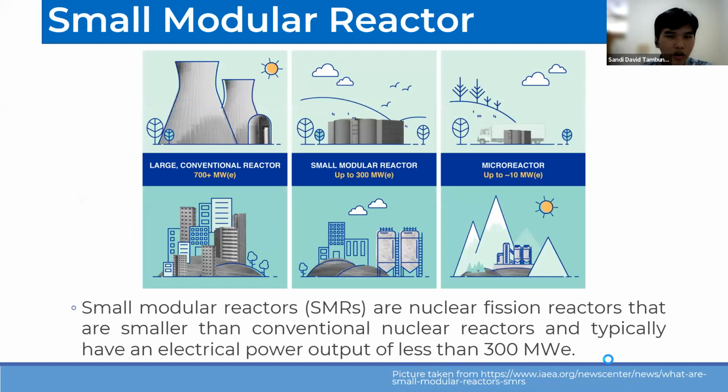There are several types of nuclear reactors, one of which is a small modular reactor. Small modular reactors are nuclear fission reactors that are smaller than conventional nuclear reactors. Small modular reactors are advanced nuclear reactors that have a power capacity of up to 300 megawatts electric per unit, which is about one third of the generating capacity of traditional nuclear power reactors.